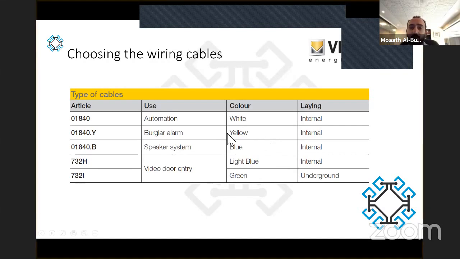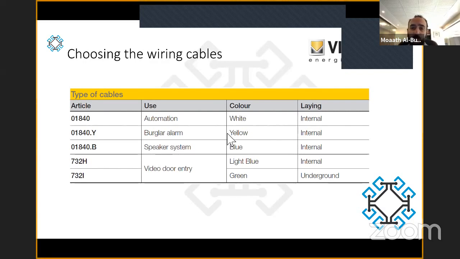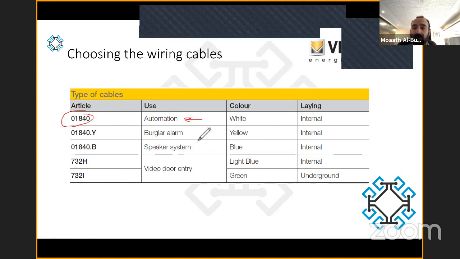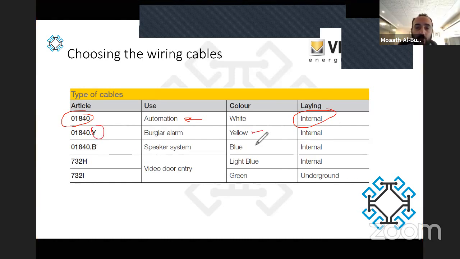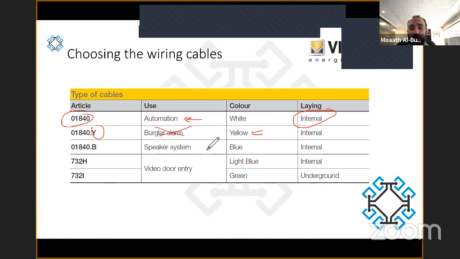So here are the cables that you can choose from. You have the automation, which is white cable 01840. So 01840, this is for automation. And when I say automation, it's everything regarding the light, regarding the HVAC, etc. The color is white and it's for internal use. The same number ending with Y will be yellow, and we usually use it for burglar alarm. This one is not being used anymore, by the way. I'll explain why later.